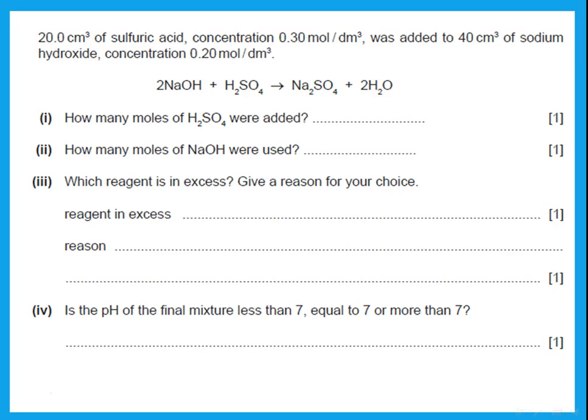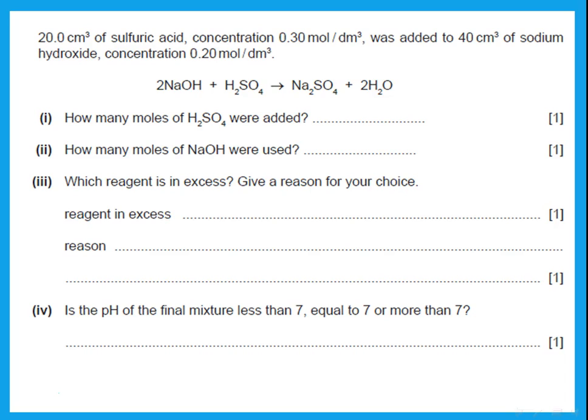Okay, 20 centimeter cubed of sulfuric acid with this concentration was added to 40 centimeter cubed of sodium hydroxide with this concentration. Again, he's giving me information about the acid and information about the base. So I need to use that information to calculate number of moles of each of them and then determine which one is excess. Again, when he gives information about both reactants, you have to determine which one is excess and which one is limiting first.